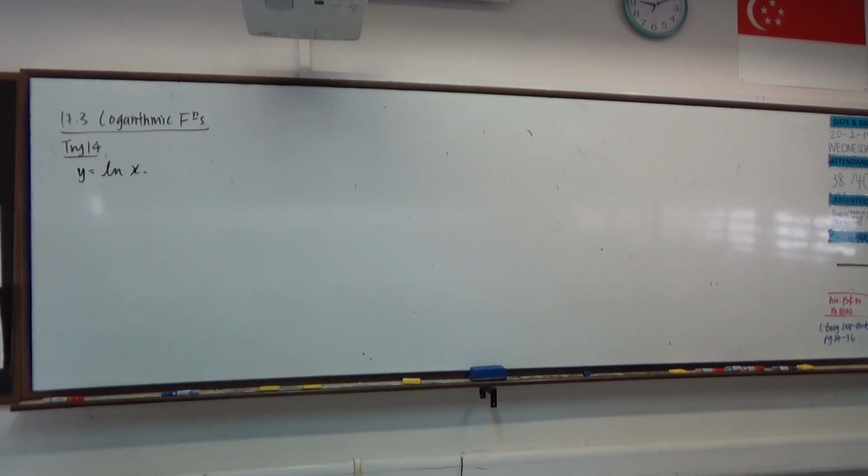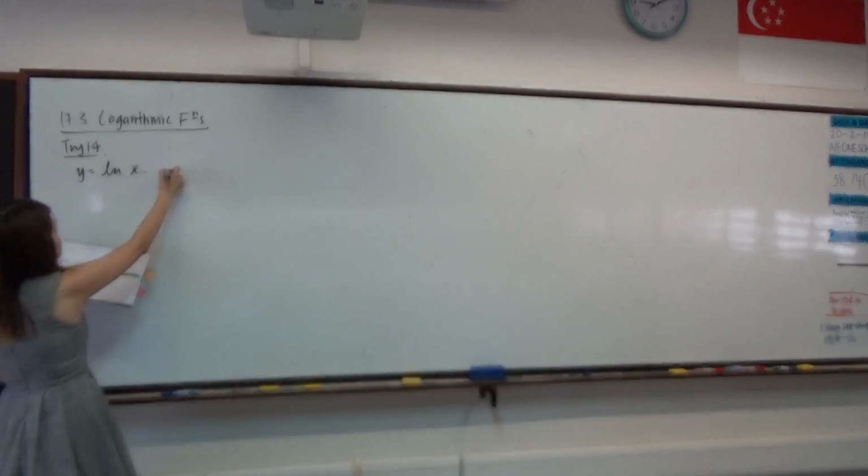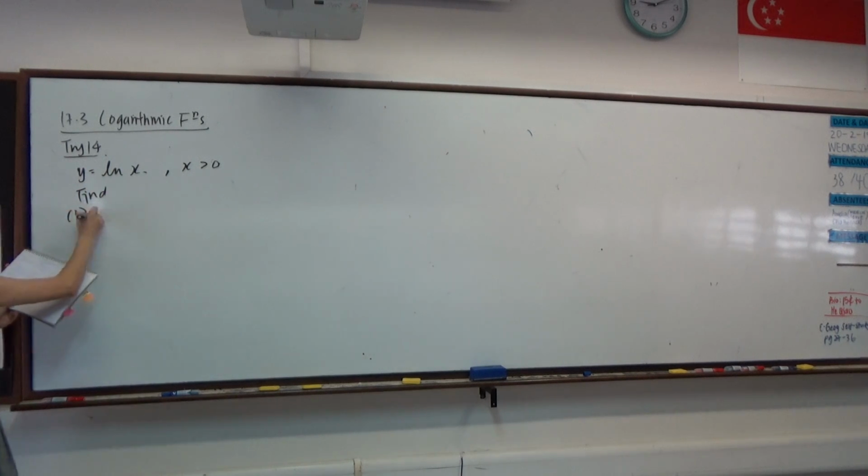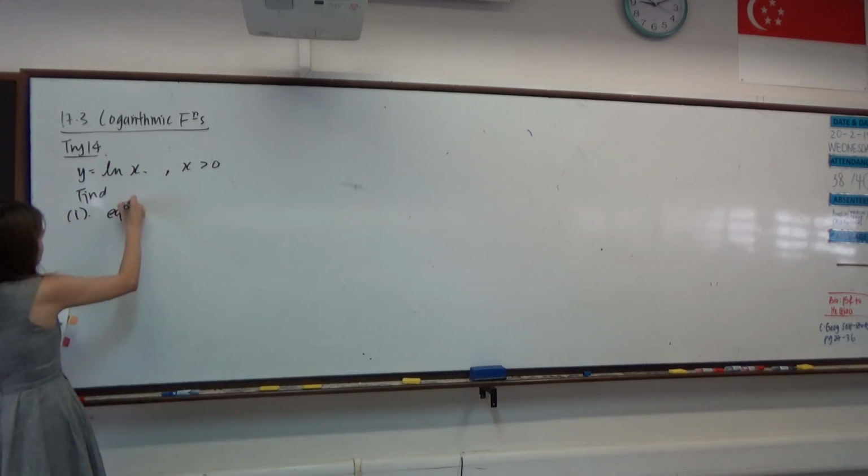For try 14, there is a curve defined by the equation y equals ln x, where x is more than 0. In part 1, we want to find the equation of the tangent at the point where x equals 2. So how do we find the equation of the tangent?